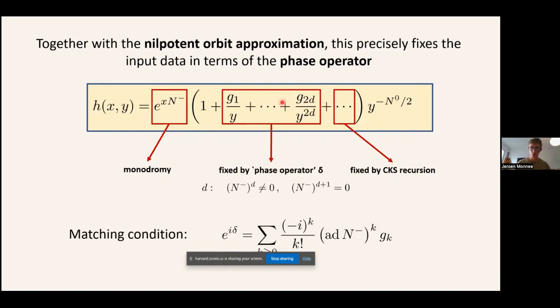And just to show you what this condition looks like, so these GKs are determined or have to satisfy this matching condition with delta. Okay. And you see here that there's a finite number of them, because at some point this adjoint action of n minus will just be 0. So I have to admit, I think we understand quite well what this delta means mathematically, but a sort of physical understanding of the delta still sort of eludes me. So if anyone has any ideas about this, I would love to hear it.